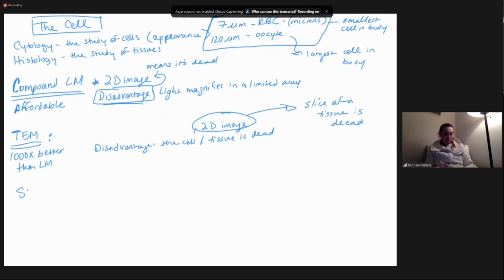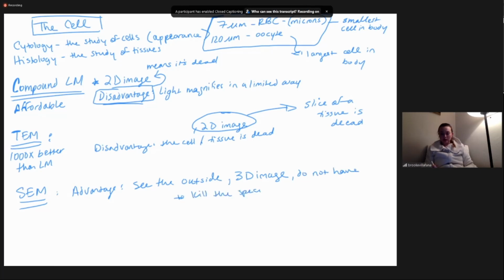All right, so the last one is the SEM, scanning electron microscope. The big advantage is that you can see the outside. So you can actually see the outside of something. So for example, if you took a needle and you looked at it, you could see the entire needle on the microscope. It produces a 3D image, okay, that's an advantage. You do not have to kill the specimen, right? Because it's looking at just the outside. So you could look at the outside of the tissue. You don't have to kill it. But the disadvantage is that you cannot see the inside.